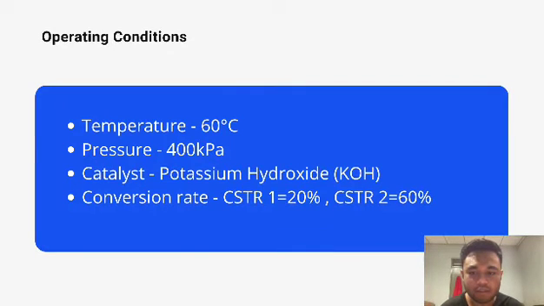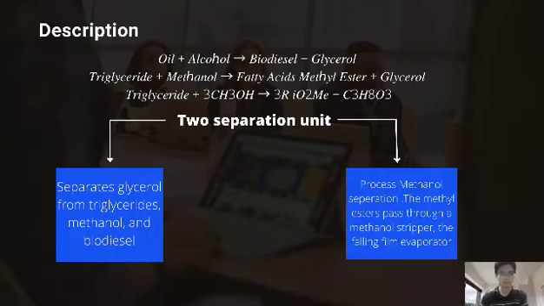According to study, the time it takes for the transesterification reaction to complete is shorter when compared to temperature lower than 60 degrees Celsius. The catalyst which was used is potassium hydroxide. The advantages of using potassium hydroxide is that the reaction will cause low and also high activity and safe for the environment. The conversion rate for the first CSTR is 20% and for the second CSTR is 60% to achieve 80% conversion. Description of the reactor.